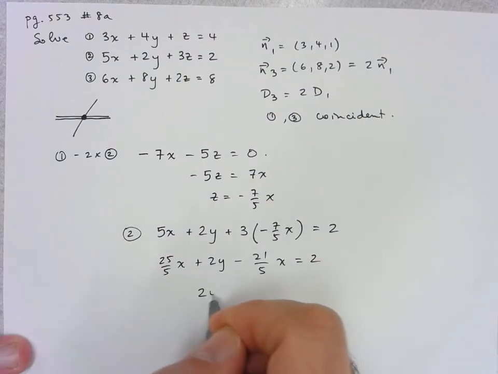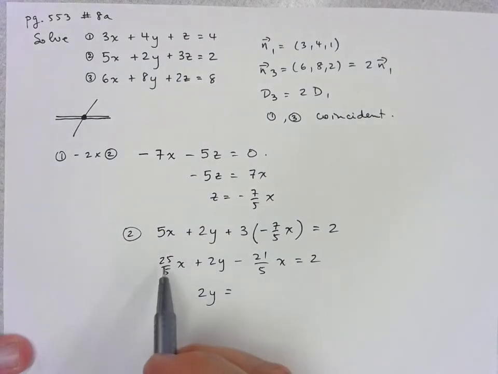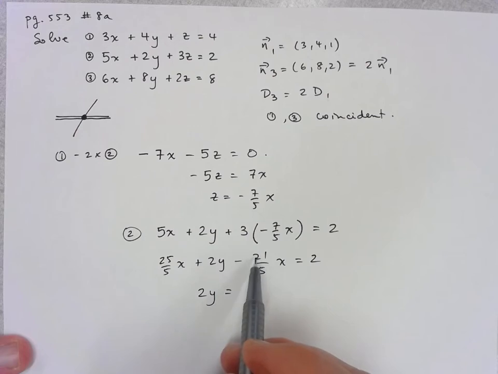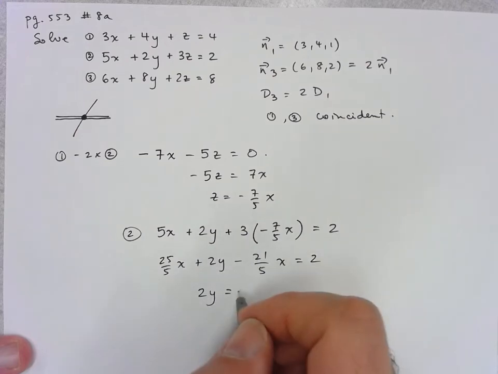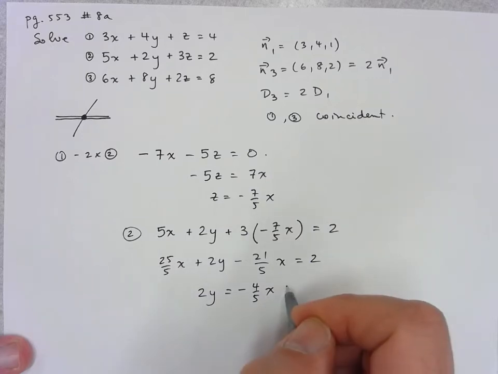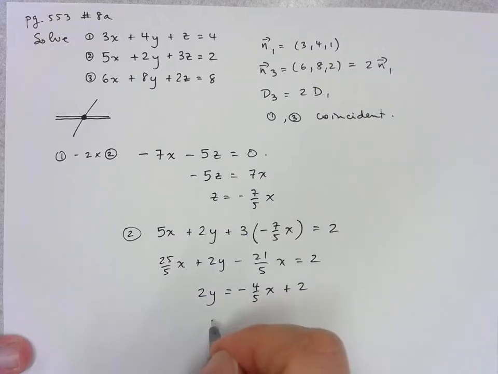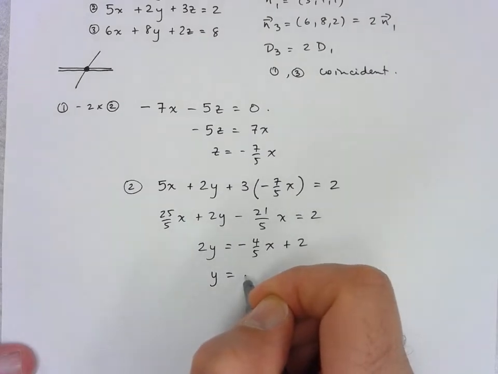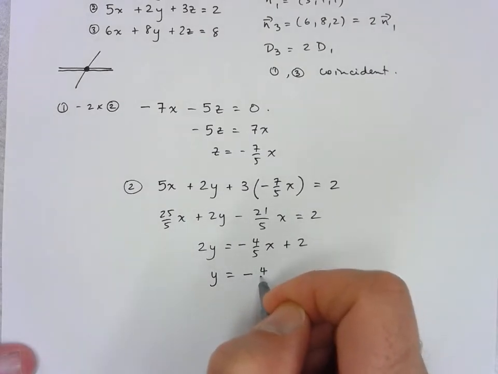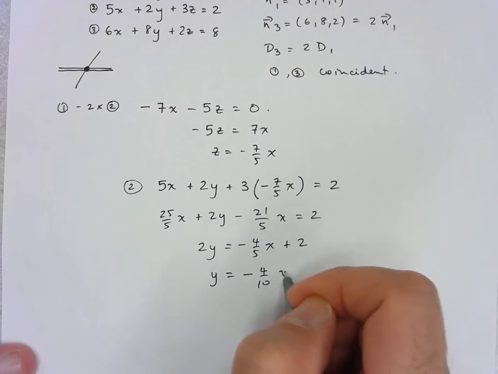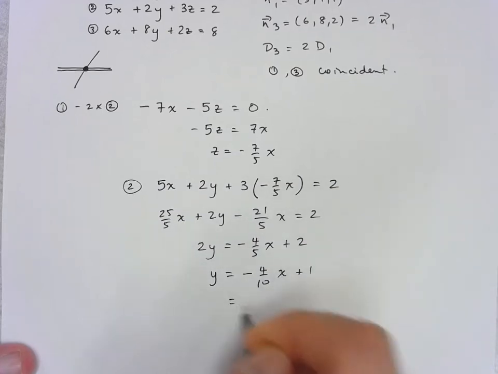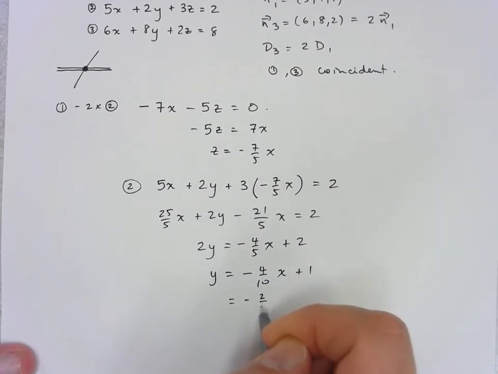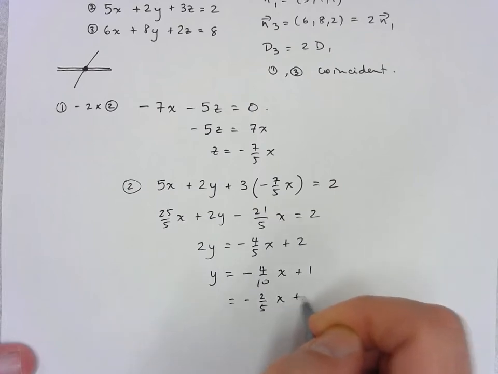So 2y equals, 25 minus 21 is 4/5, so bring it to the other side: negative 4/5 x plus 2. Now let's divide that by 2. So here we have negative 4/10 x plus 1, which of course is just negative 2/5 x plus 1.